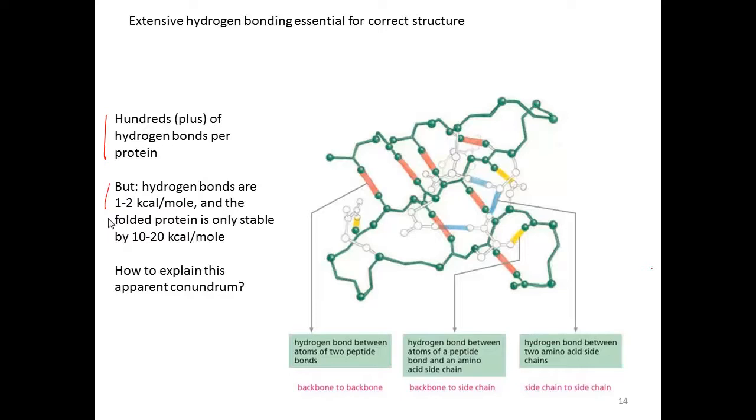And so you ask how that can be. And the answer is that the hydrogen bonding is not a driving force for folding. It does help determine the final structure because the final structure has to satisfy all of these hydrogen bond possibilities. If you don't satisfy all of them, you're going to lose out to the unfolded form.